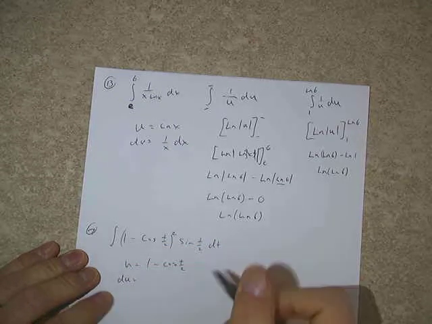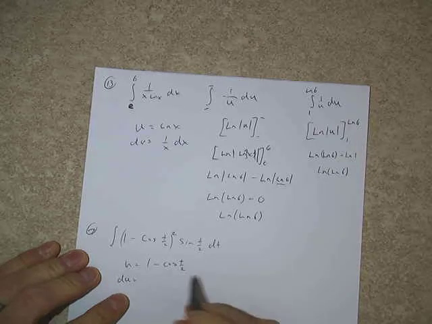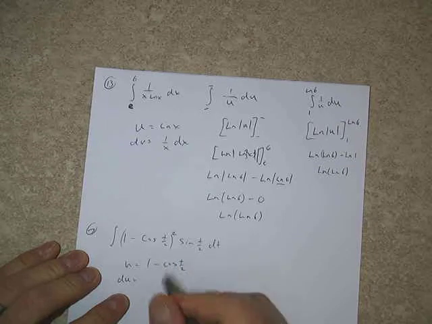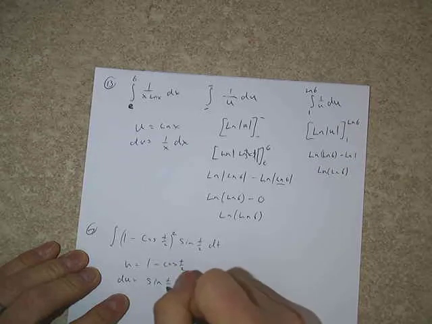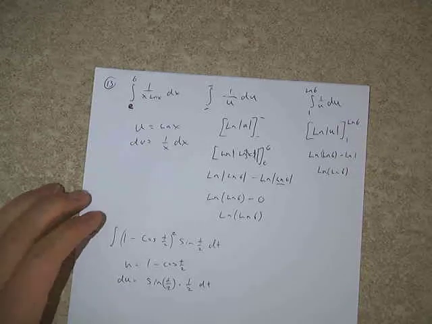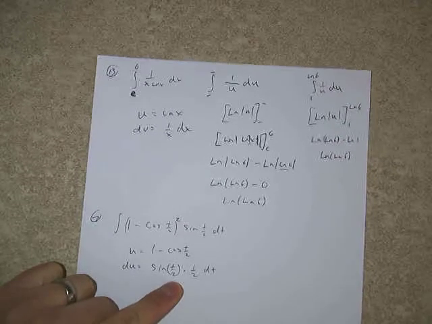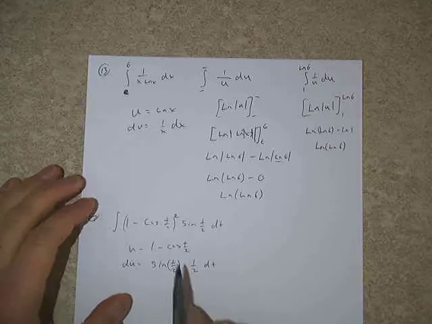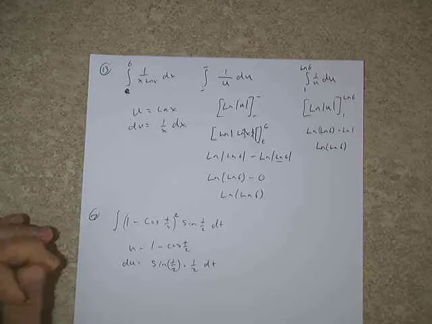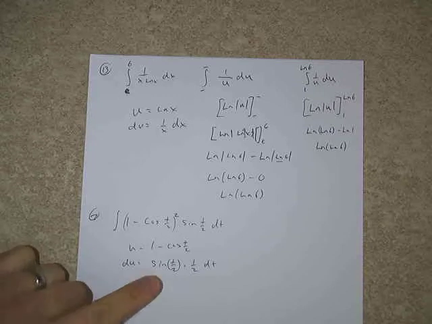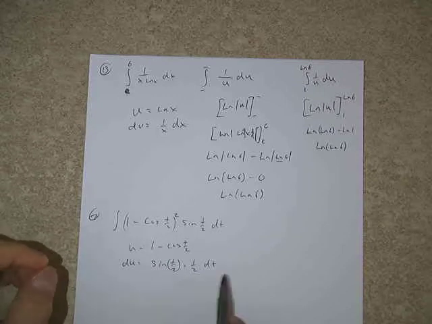If that's the case, then our du is going to be the derivative of cosine, which is normally negative sine, but we have another negative out in front. So ultimately it would be sine of t over 2 times a half dt, and times a half because the derivative of the argument here is a half. So again, we're differentiating cosine. Differentiating cosine gives us negative sine, but since there's a negative out in front, that makes it back to positive. So that would be our du.